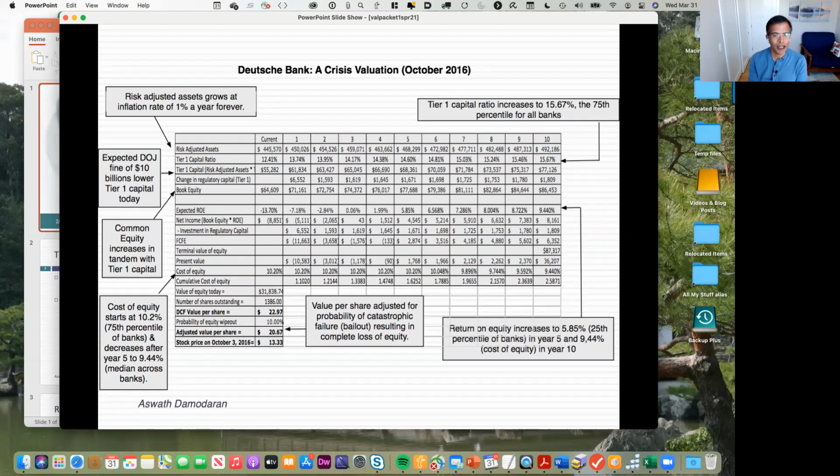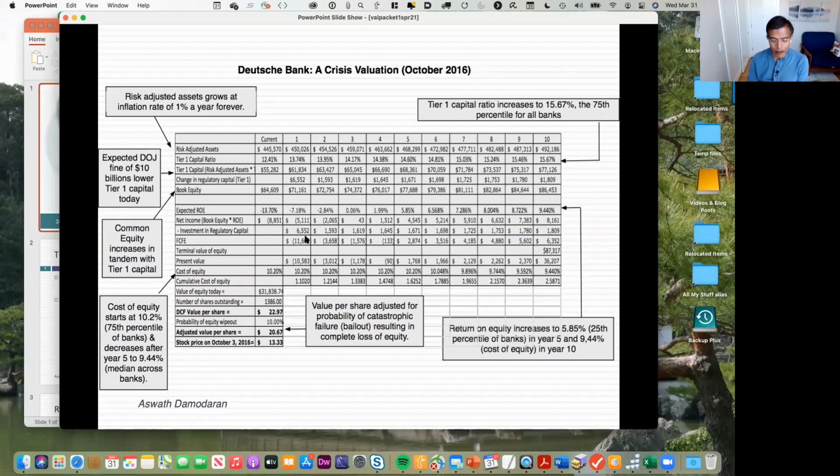What's the other line I need? I need to know how much they will need to reinvest in regulatory capital. To make that judgment, I'm going to assume that over the next 10 years, to get to a healthy state, they need to bring their tier one capital ratio up from 12.41% to 15.76%. What does that mean? It turns out to mean that they have to reinvest another $6.6 billion in regulatory capital in year one. So you can see that they'll have to invest hefty amounts in regulatory capital over the next 10 years just to keep going.